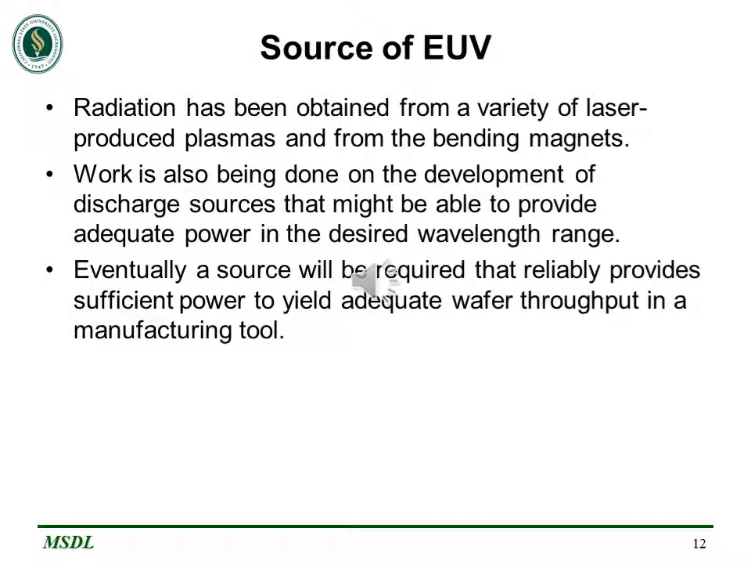A number of sources for the EUV radiation have been used to date in the development of EUV. The radiation has been obtained from a variety of laser-produced plasmas and from the bending magnet. Our work has used a succession of continuously improved laser-produced plasma sources. Work is being done on the development of discharge sources that might be able to provide adequate power in the desired wavelength. Eventually, a source will be required that has sufficient power to yield adequate wafer throughput in the manufacturing tool.